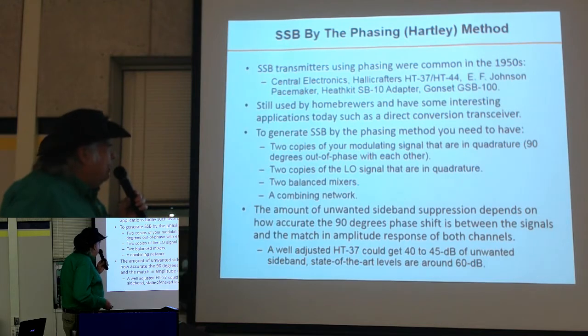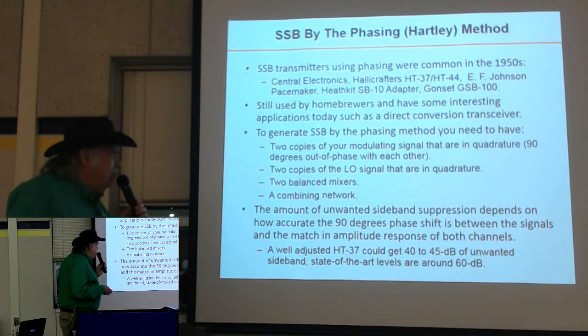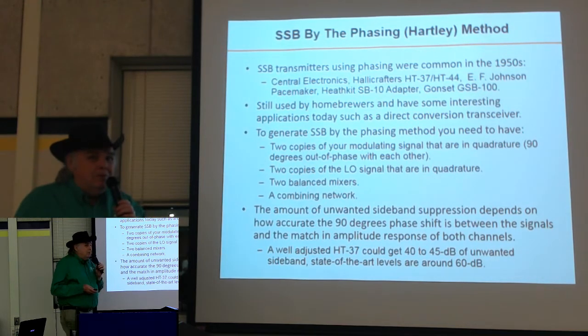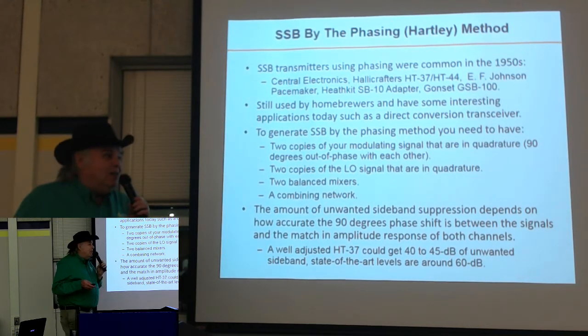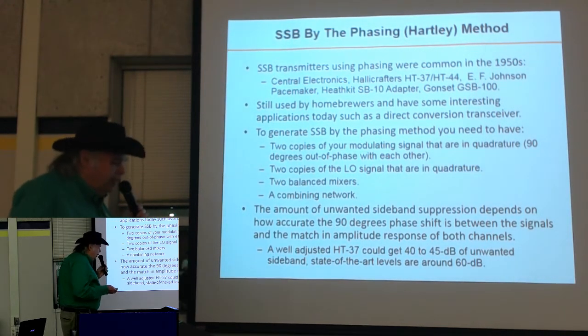To generate SSB by the general phasing method, we need a couple of signals. We need two copies of our modulating signal that are in quadrature, which means they're 90 degrees out of phase with each other. We need two copies of our LO, the local oscillator, that is the carrier generator, that we're applying to generate the RF signal, and they also have to be in quadrature, which just means 90 degrees. We need two balanced mixers, not one, like we did with the filter rig. And then we just need a network to combine them.